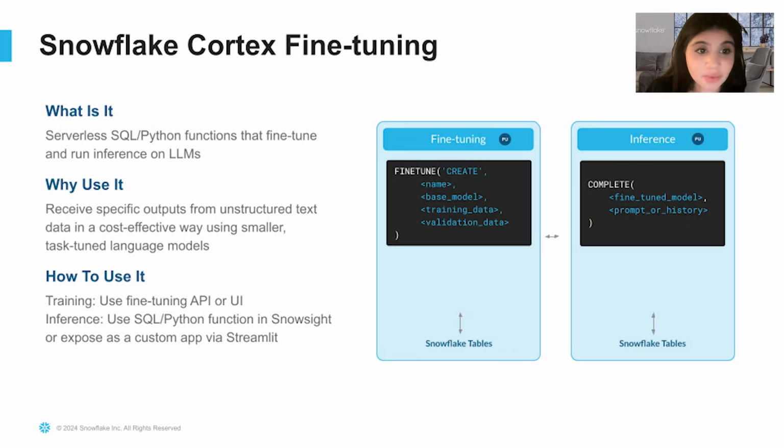So in a nutshell, here's how Snowflake Cortex fine-tuning looks. It's a serverless SQL Python function that you use for fine-tuning, and it runs inference on LLMs. We receive specific outputs from unstructured text data in a cost-effective way, and it can be used through the fine-tuning API or the UI directly, just for training. And then you can set up tasks and streams to automate fine-tuning jobs. For inference, you can use SQL and Python functions in Snowsight or expose a custom app through Streamlit.